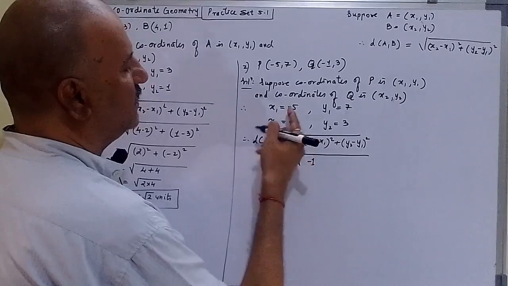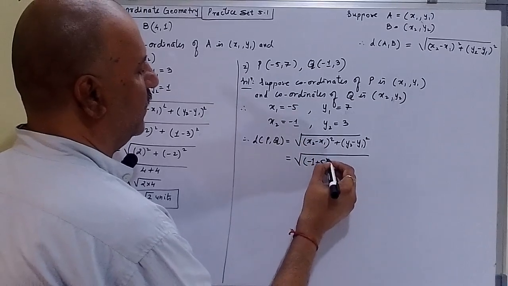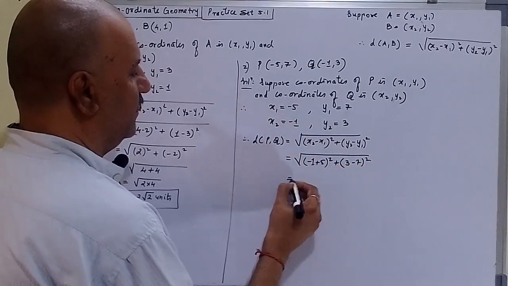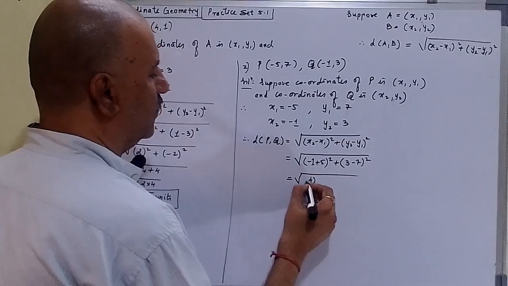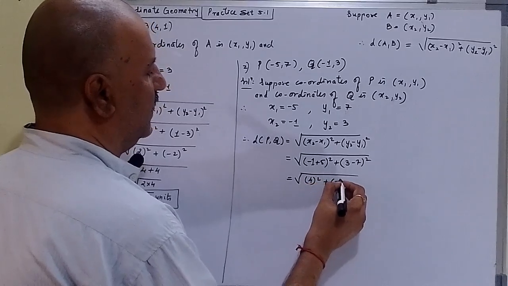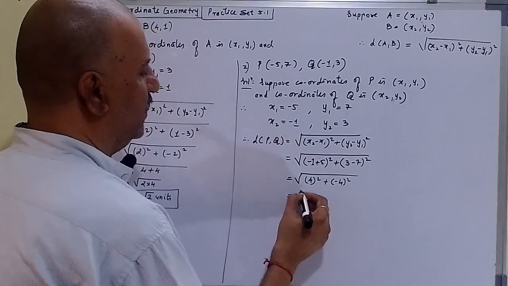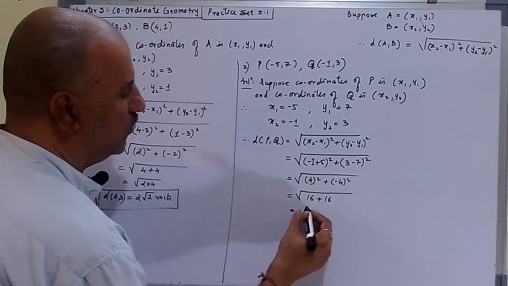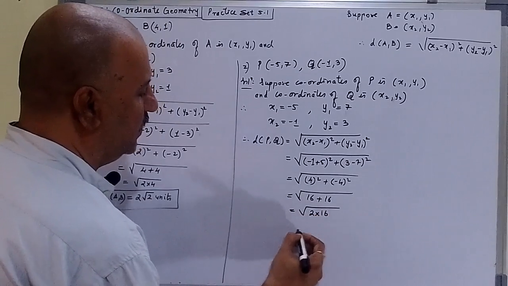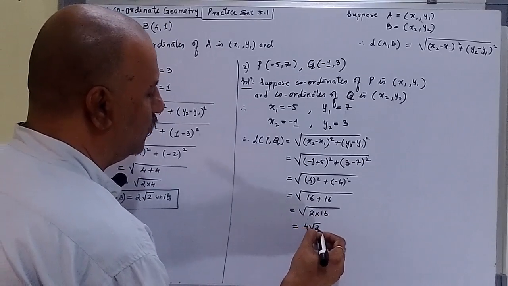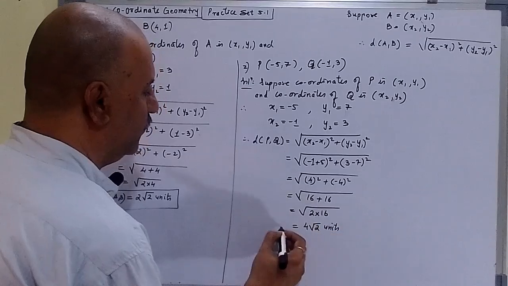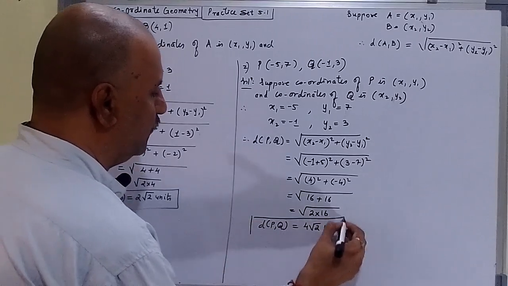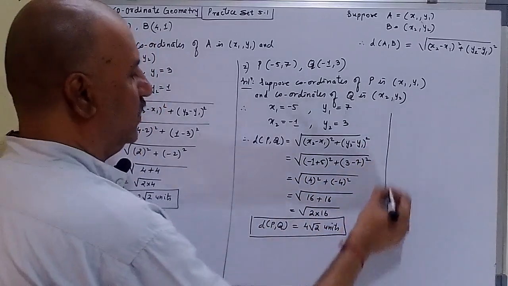-1 minus... becomes 5, the whole square. y2 is 3 minus 7, the whole square. What will this be? 4 the whole square plus -4 the whole square. So this will be 16 plus 16. So 2 times 16, so this is 2 into 16. This is 4 root 2 units. Distance PQ is 4 root 2 units.